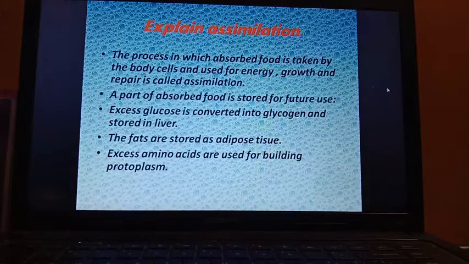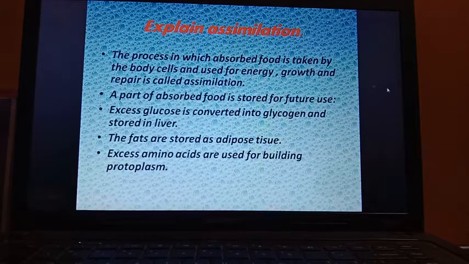Next is the question, choose the odd one from each of the following. First question, incisors, canine, tongue, molars, premolars. In that, tongue is the odd one. Then question number 2, stomach, small intestine, esophagus, lungs, large intestine. In that, lungs is odd.